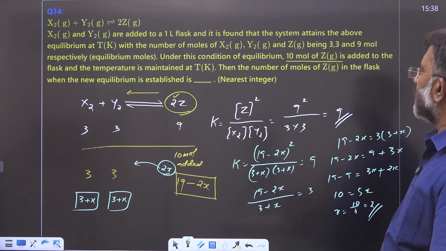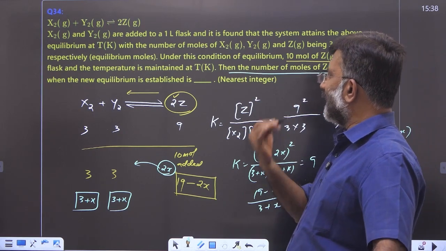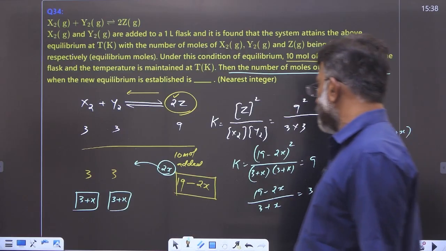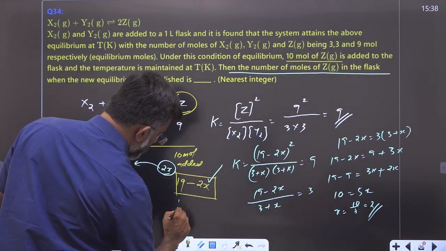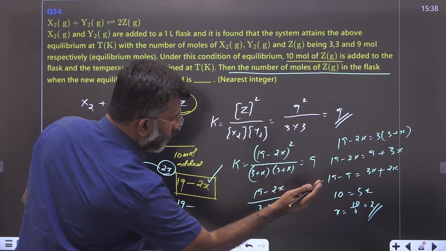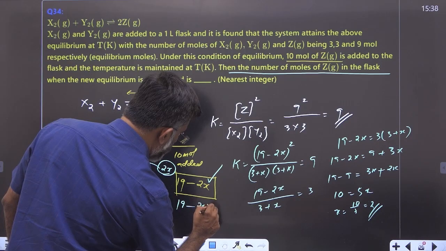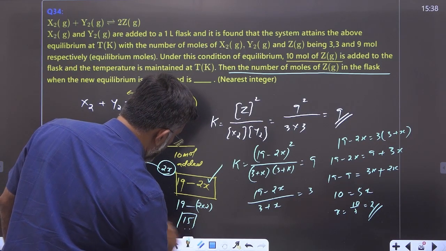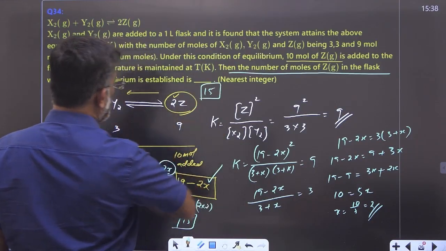What we need to find out? The number of moles of Z in the new equilibrium. So it is 19 minus 2x, with x equal to 2. So it is 19 minus 2 into 2. 19 minus 4, 15 is the answer. Answer is 15.